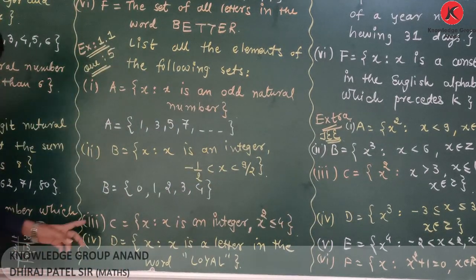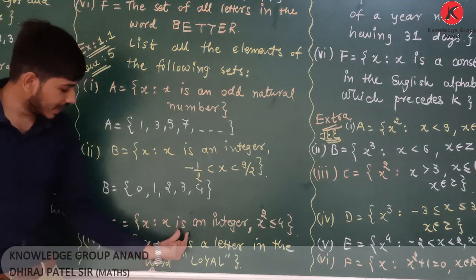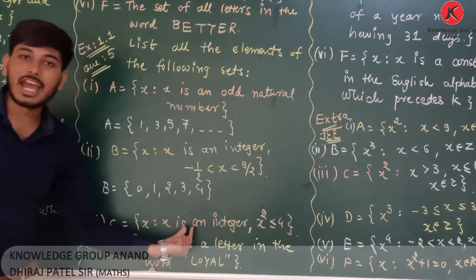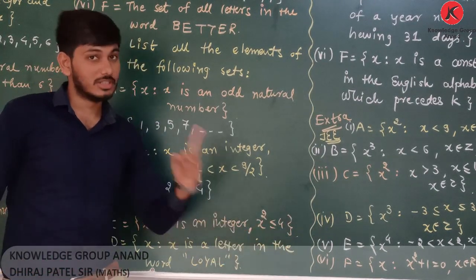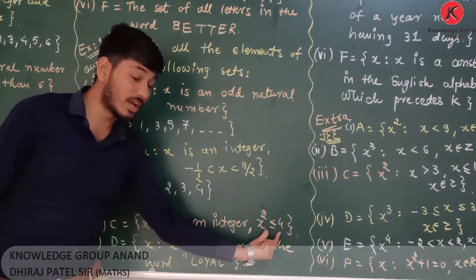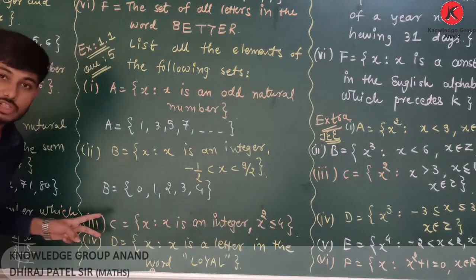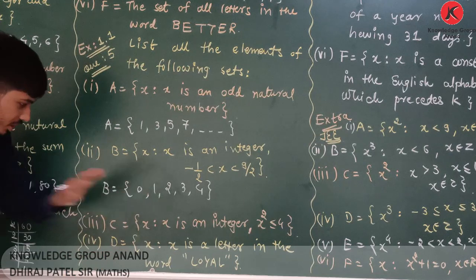Now, the third question, C equals to x such that x is an integer, x square less than or equal to 4. Okay, you have to write x is an integer, x square less than or equal to 4. You have to do this question in self practice. This is an important question and a logical question.